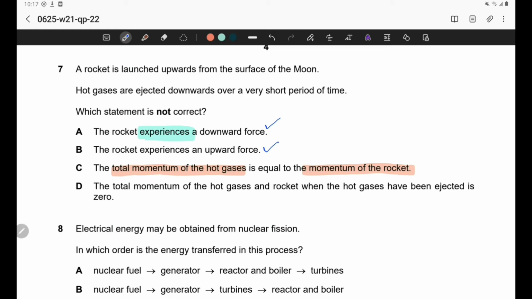So it is never going to be equal. The value will be equal, but the sign is opposite. Therefore, the statement given in option C is wrong. So the correct answer of question 7 is option C.